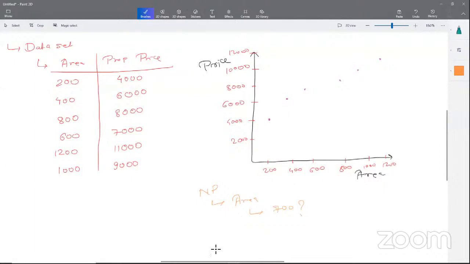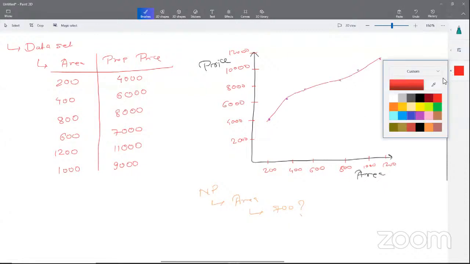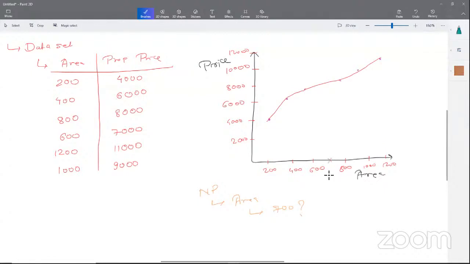So basically what we can do is, let's imagine that we have a line, so something like this. Okay, and then the moment we have a new property, say somewhere here at 700, and then we can say this is where the property price of this new property can lie. Okay, or this is what we can estimate as the property price of the new property, right?